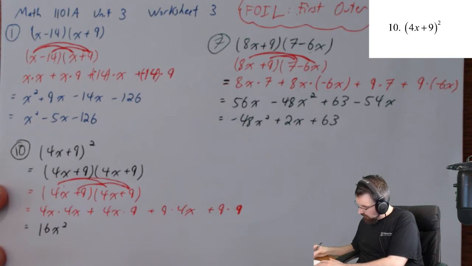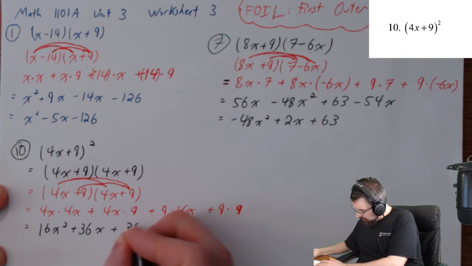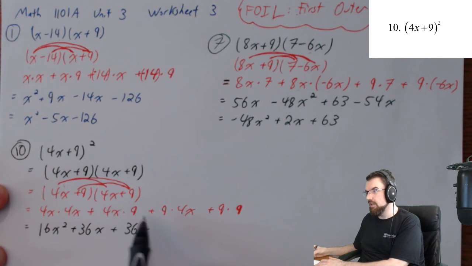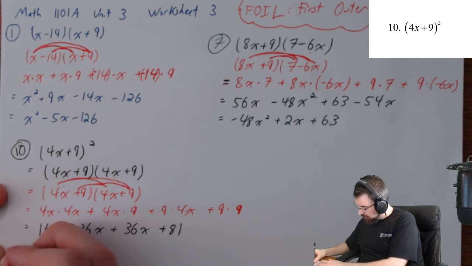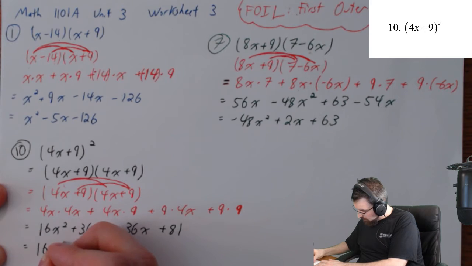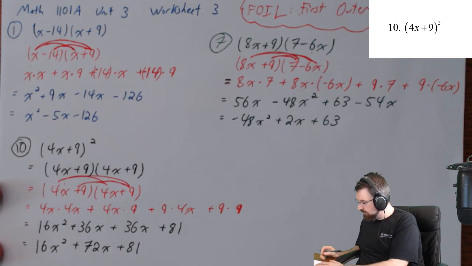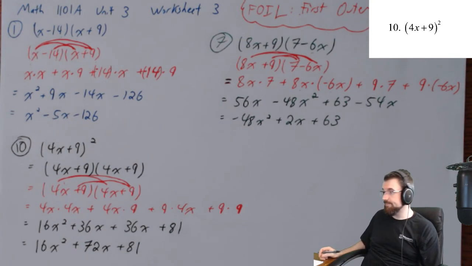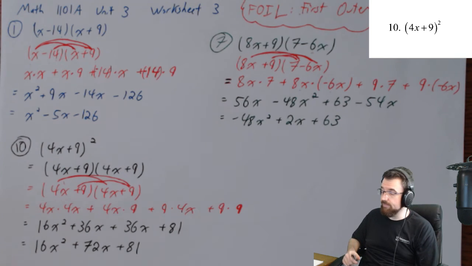16x squared plus 36x plus another 36x, because of course 4x times 9 and 9 times 4x are the same, because multiplication is commutative, meaning the order doesn't matter. Now I'm just going to go through and group the two of them together. There we go. That's all there is to that one.